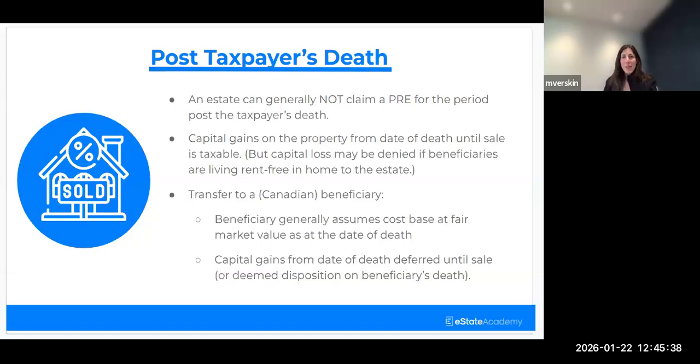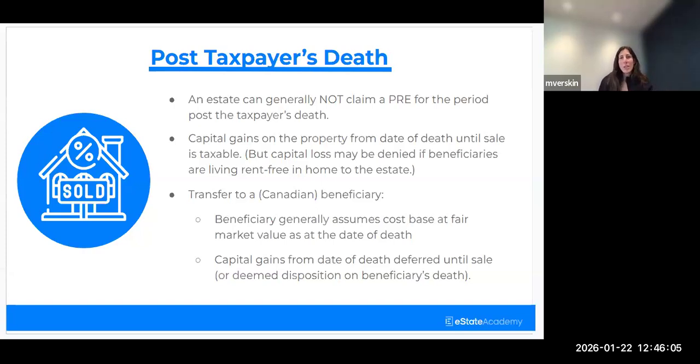Once somebody passes, so on death, they're deemed to dispose of everything that they have at fair market value, and that includes the value of their home. And it's at that point that the individual can generally see if they can claim the principal residence exemption on that death. Again, there's a form that has to be filed in the return. Once the property, so on death, moves from the individual to the individual's estate, the estate generally can't claim the principal residence exemption.